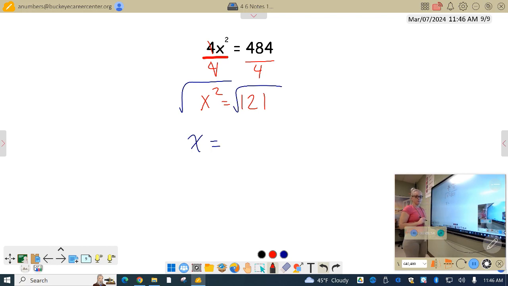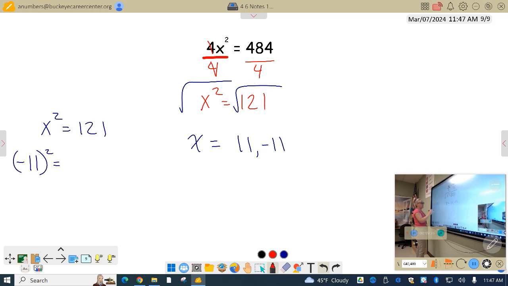Now here's the tricky part. Don't ever forget this because this is true for anything with an even radicand. Since we're finding the square root, when I square a positive or negative number, I'm going to get a positive. So think about this. The square root of 121 is 11. However, the square root of 121 is also negative 11 because if x squared equals 121, if I take negative 11 and I square it, I'm going to get 121, which is positive. If I square a positive 11, I'm also going to get 121.